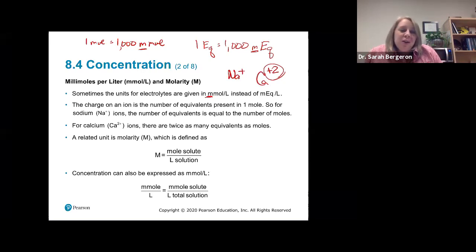The other way that you can calculate concentration is through molarity. Molarity is always, always moles of your solute over liters of solution, right? This one you have to know. This is very, very common. Moles of solute over liters of solution, that's molarity. Concentration can also be expressed in millimoles per liter. It's just another unit, so you just have to be able to do dimensional analysis and convert between the different units, okay?